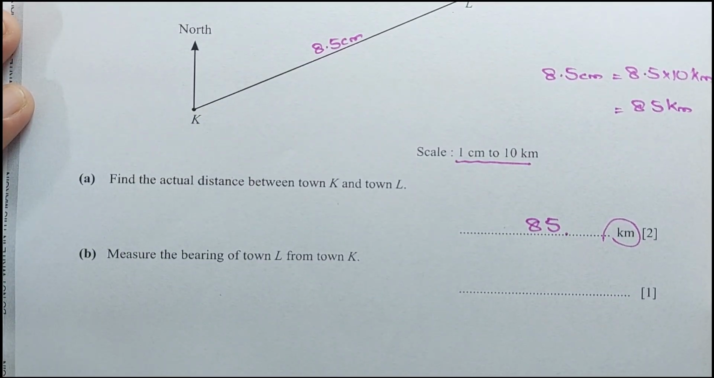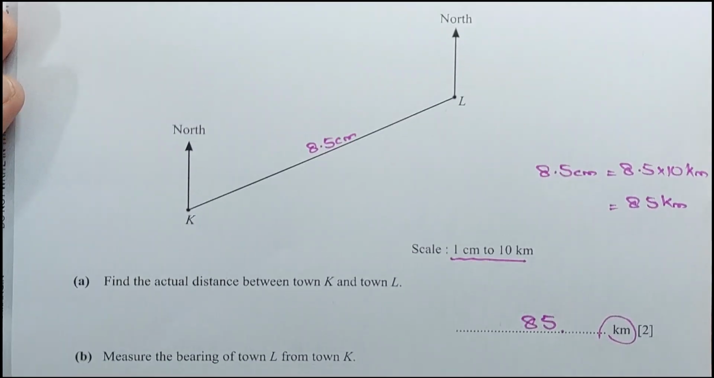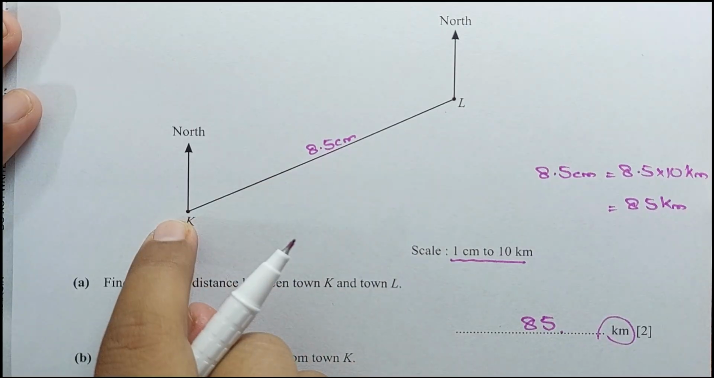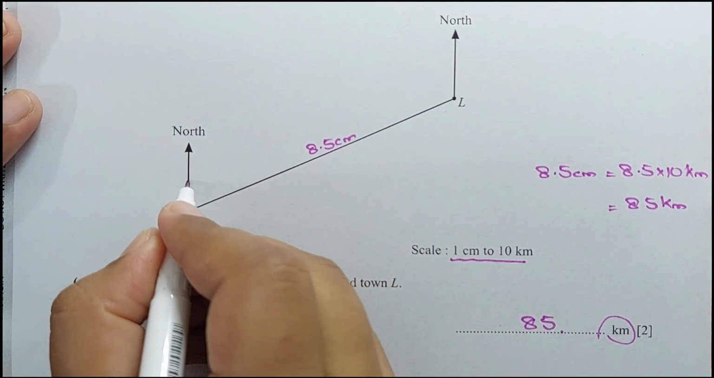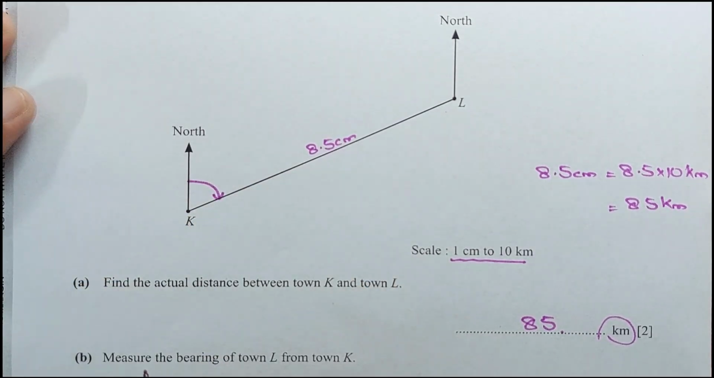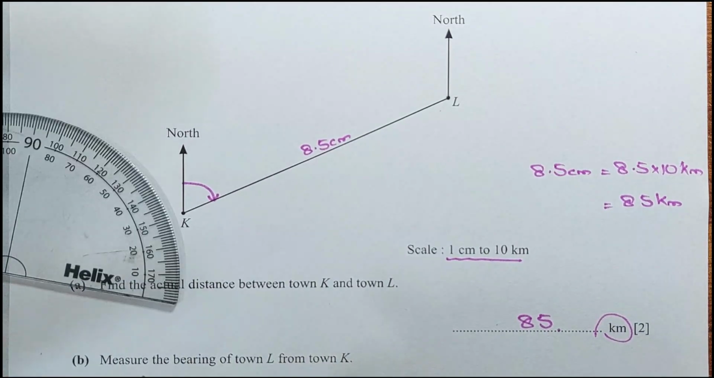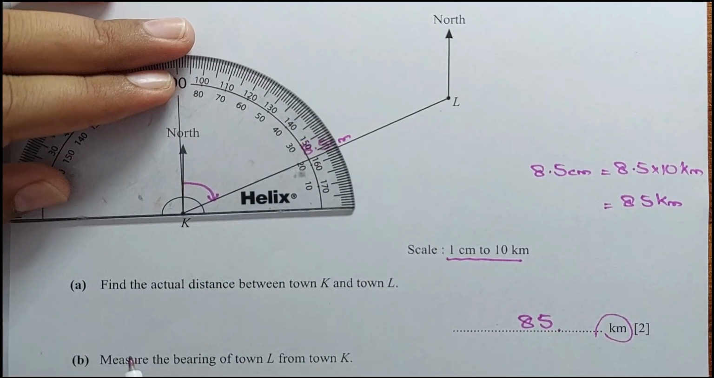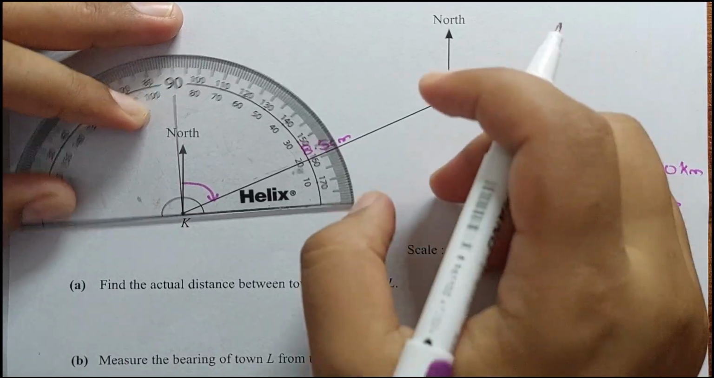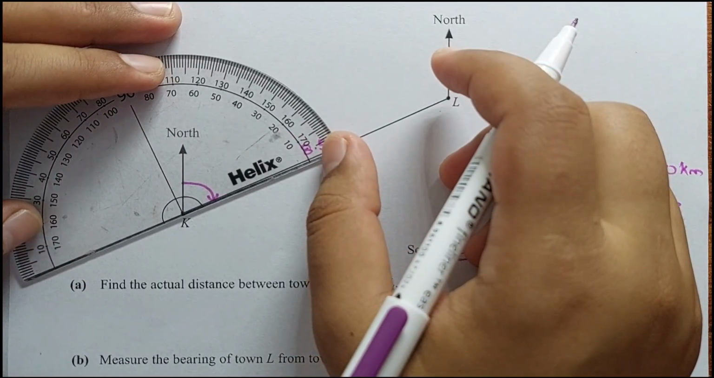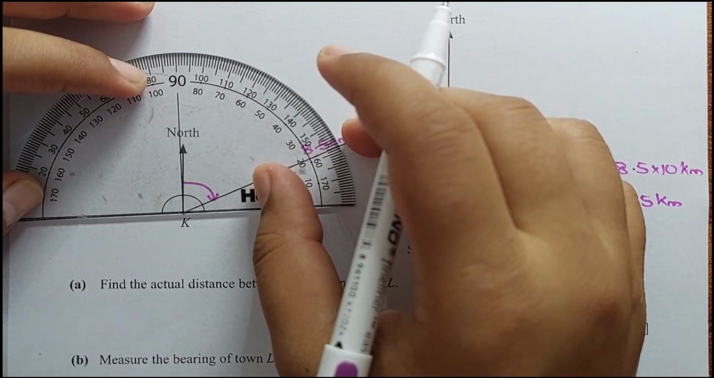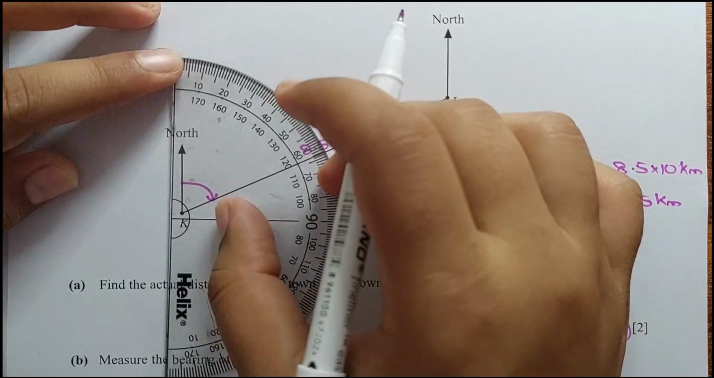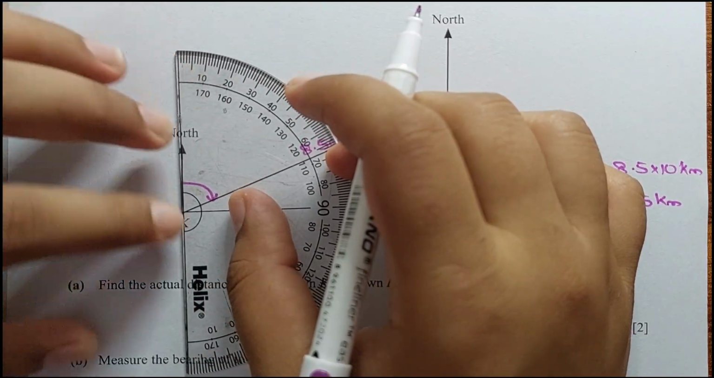Part B, measure the bearing of town L from town K. Town L from town K means from the north line of town K till L, you have to measure that bearing. All right, so let me use a protractor for this. It is better to measure the bearing from this point.